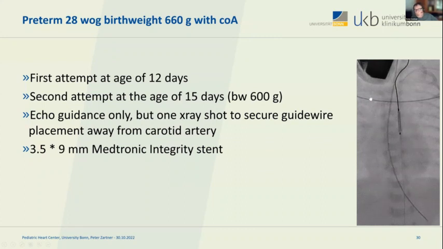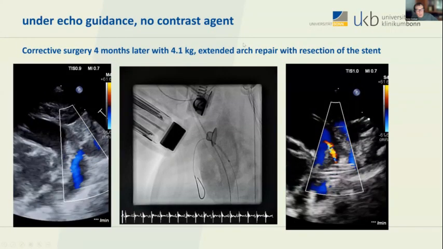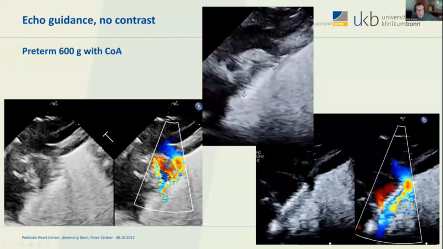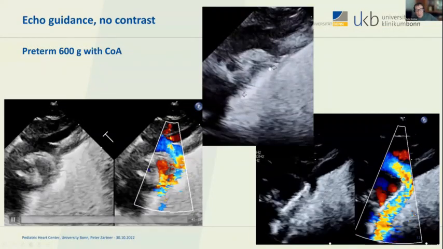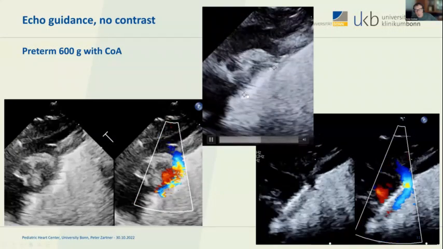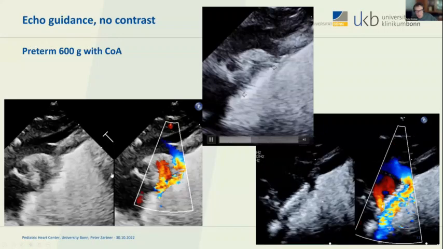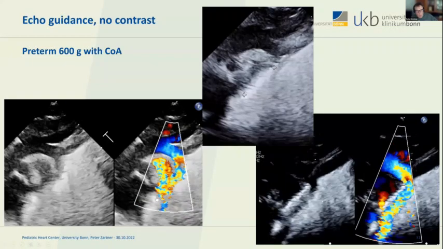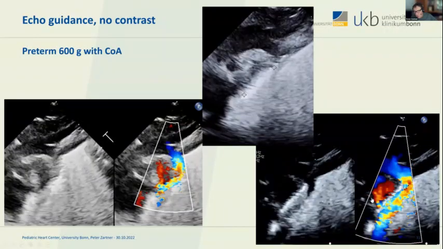We just checked in X-ray the position of the wire to keep it away from the carotid artery. And then we smoothly advanced the pre-mounted Integrity stent through the heel into the artery. And checked the positioning under echo guidance. This was just to measure the length of the stent so that we could be sure that the stent was in proper position. This is the picture before the implantation. This is the picture after the implantation.